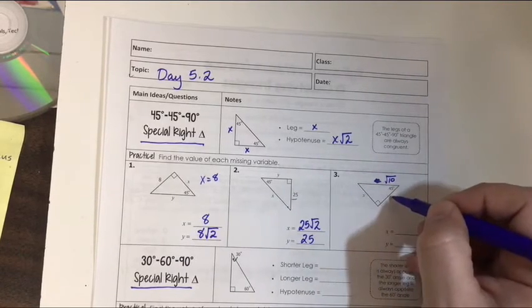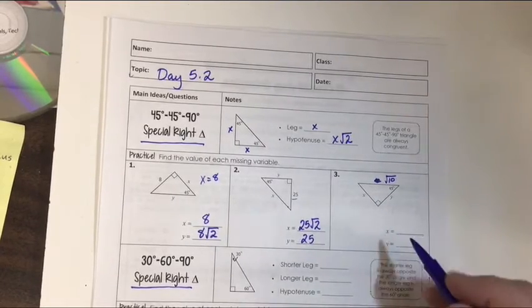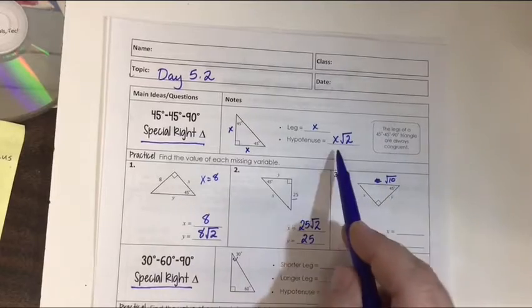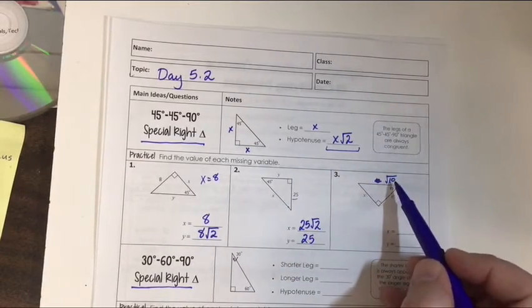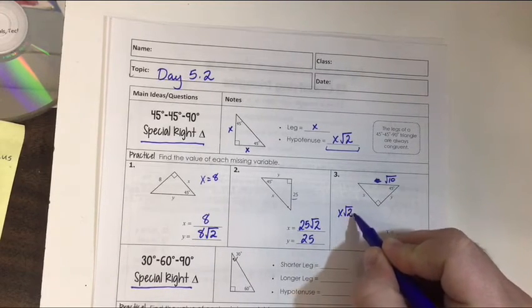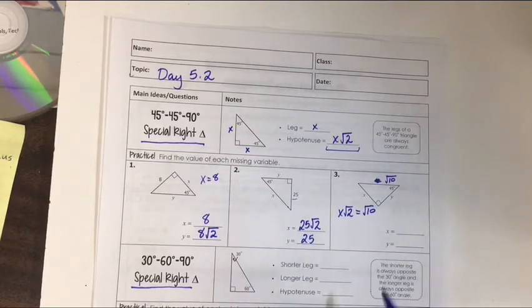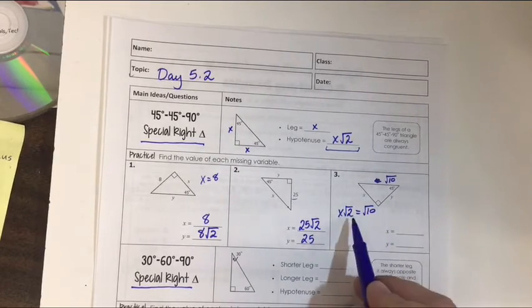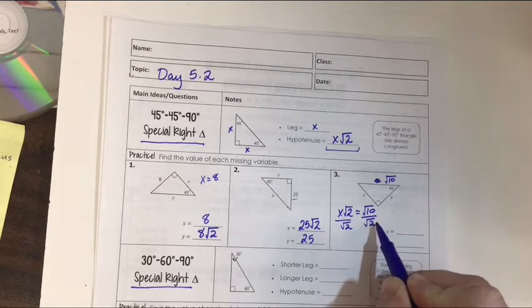Well, each of the legs are congruent, so whatever I get for x, that's going to be y. But you need to understand on this one, we're working backwards because I've given you this hypotenuse, but it is in terms of 10. So whatever x was times the square root of 2 ended up equaling the square root of 10. Well, to figure out what x is, we have to solve for x by dividing by the square root of 2.